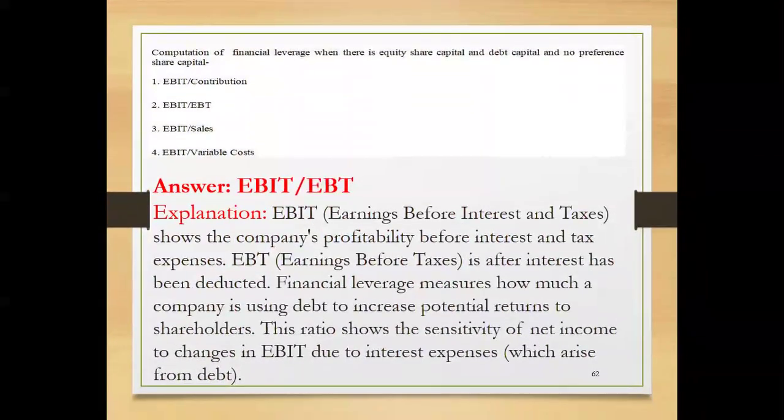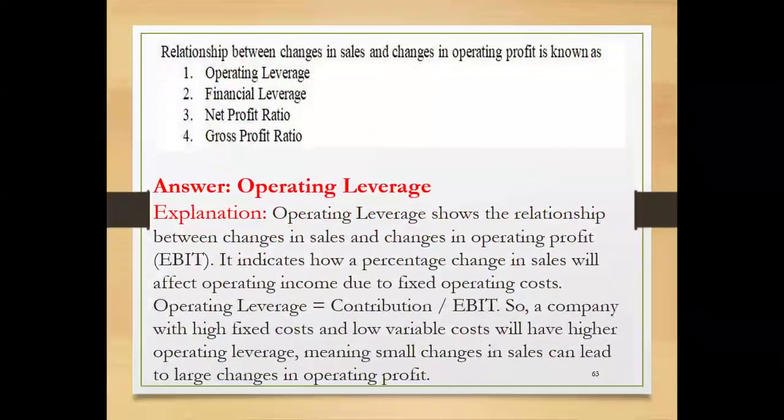Computation of financial leverage, when there is equity share capital and debt capital and no preference share capital, the formula is EBIT by EBT. EBIT means earnings before interest and tax, shows the company's profitability before interest and tax expenses. When it comes to the EBT, it is after interest has been deducted. Financial leverage measures how much a company is using debt to increase potential returns to the shareholders. This ratio shows the sensitivity of net income to changes in EBIT due to interest expenses.